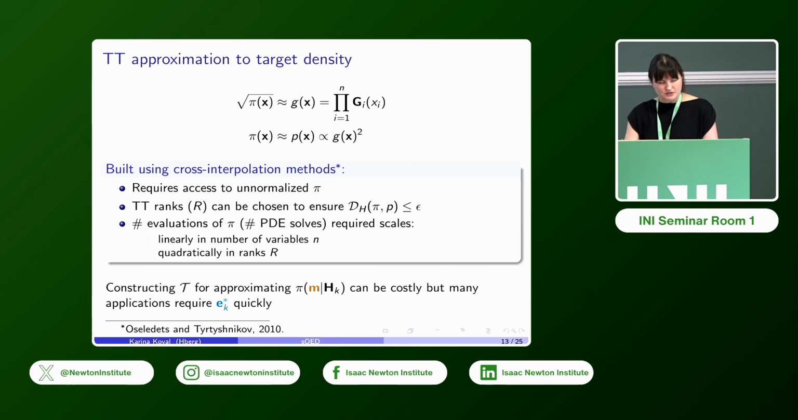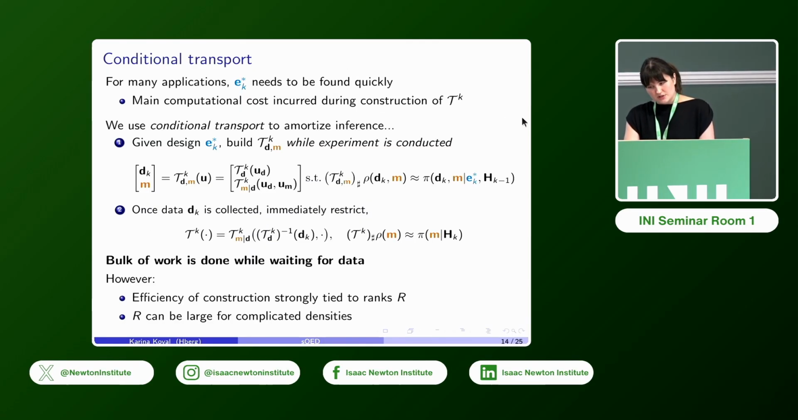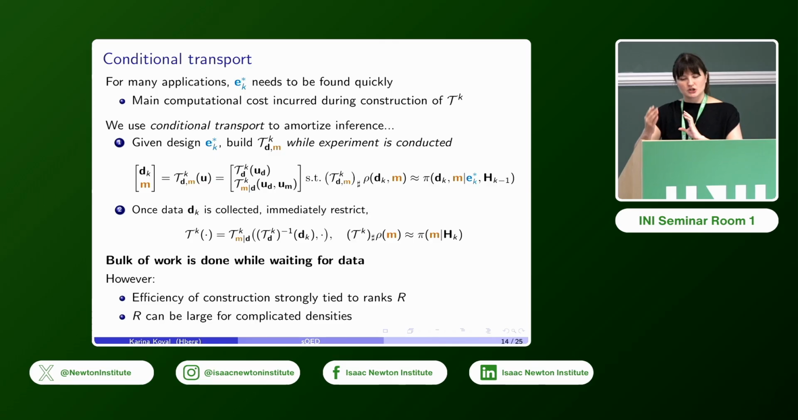So there's a few tricks that we need to use to make this feasible. And the first thing we're going to do is push the bulk of the computational cost, which is incurred during construction of these transport maps, into a sort of offline phase in each experimental stage. And the way we're going to do that is by using conditional transport.